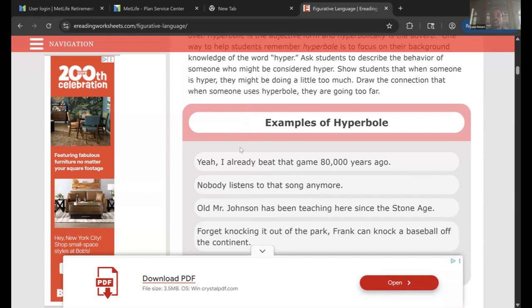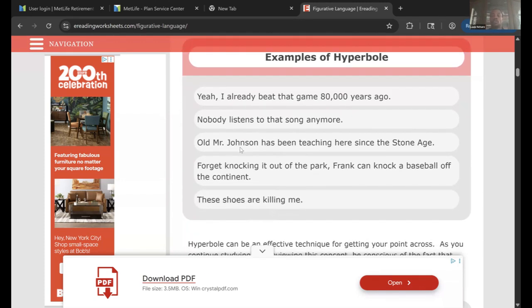Example: Yeah, I already beat the game 80,000 years ago. When you say 80,000 years ago, that cannot be true because you cannot even live longer than 200 years. So that's a hyperbole. That's une exagération. Nobody listens to that song anymore. When you say nobody listens to that song anymore, that cannot be true because some people might still be listening to that song.